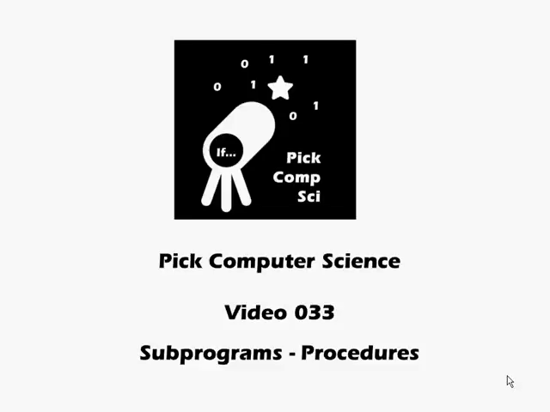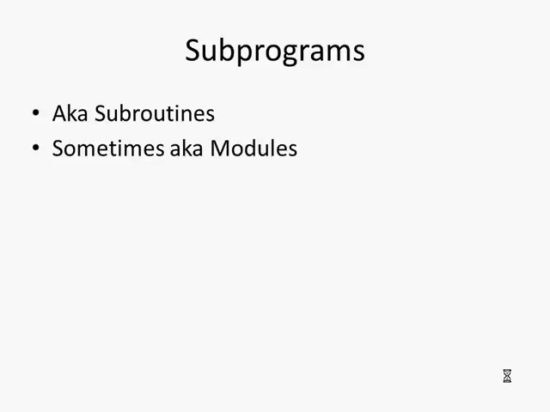Computer Science video number 33, looking at subprograms and, in particular, procedures. Subprograms are also known as subroutines, and we'll refer to them mainly throughout this video as subroutines. They're also sometimes known, possibly incorrectly or inaccurately, as modules. They are linked to modules, but we'll find out later what exactly a module is. So a subroutine is a better name for a subprogram.